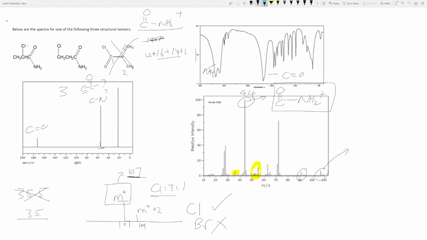This comes down to looking at the carbon environments. If you look at these carbons, this carbon here, I'm just going to highlight that, is going to be this peak. Now, this could be CN, this also could be CCl. In this case, this is a CCl. Now, can you see this? So this carbon's out of the way.